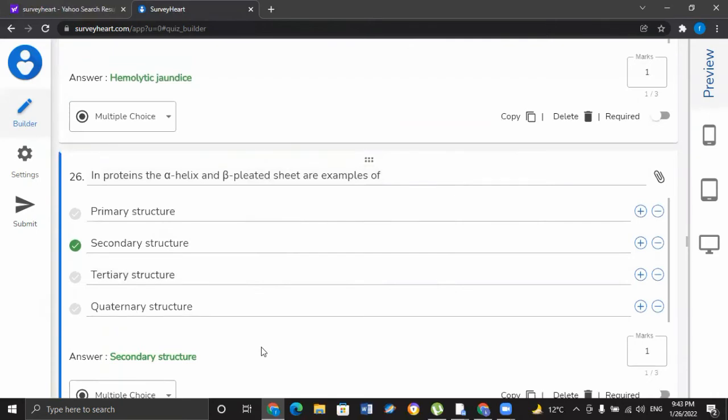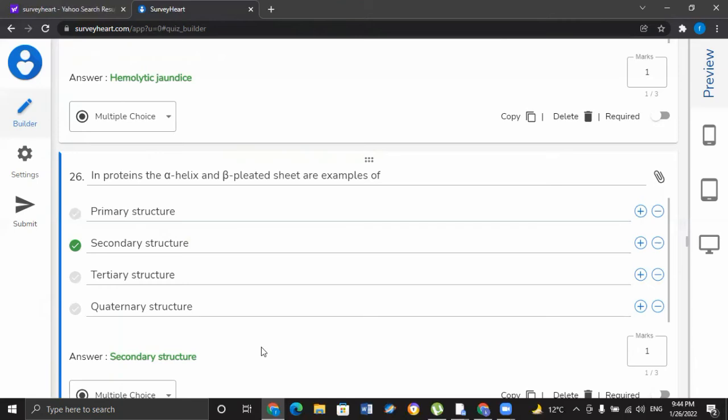In protein, the alpha helix and beta pleated sheets are an example of secondary structure. If we talk about primary structure, it is formed by the formation of polypeptide bonds. Secondary structure of protein is formed as a result of alpha helix and beta pleated sheet. In alpha helix, we have predominant hydrogen bonds, and in beta pleated sheet, there are also hydrogen bonds present. In the tertiary structure, the disulfide bond, hydrophobic interaction, hydrogen bond, and ionic interactions are the predominant interactions.